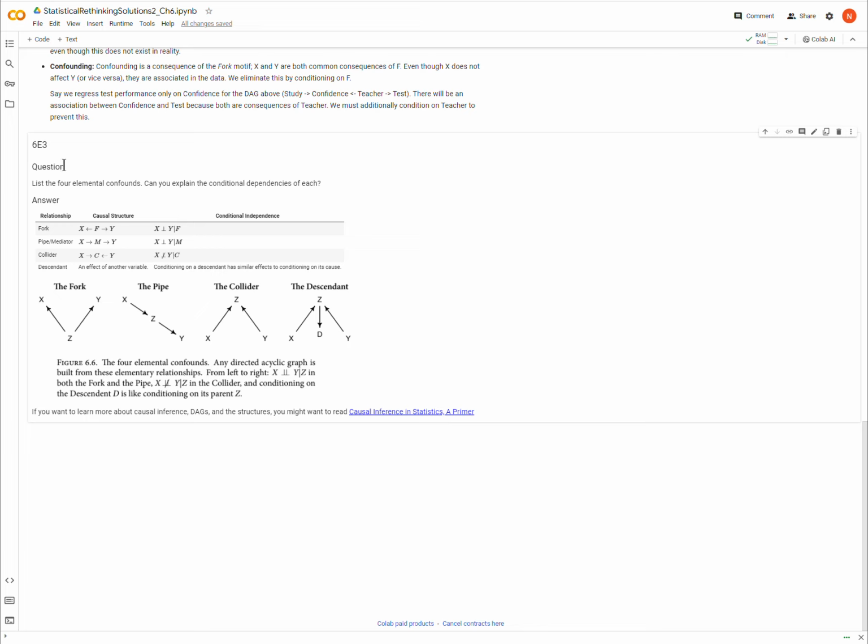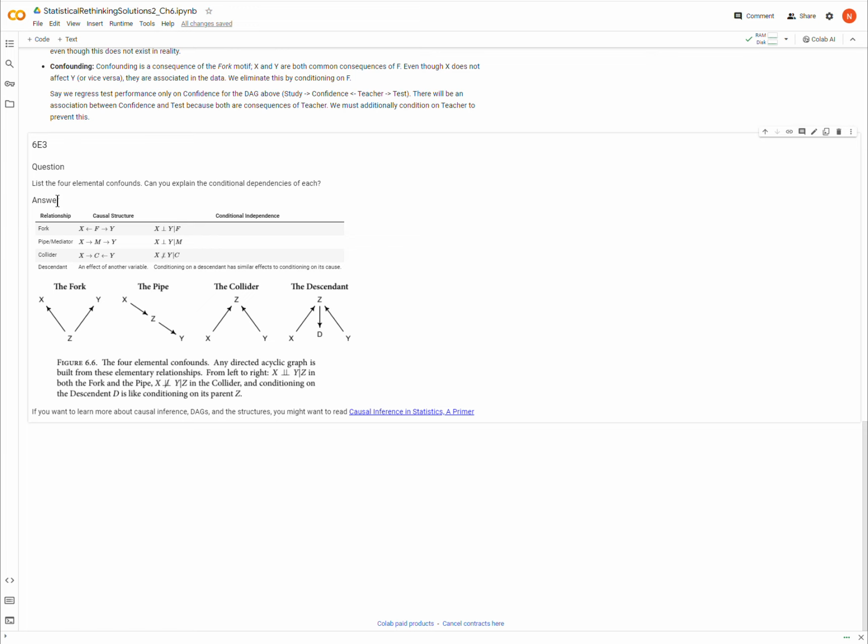Okay, question 6E3 from Statistical Rethinking, second edition, pretty basic one. We are meant to list the four elemental compounds, or I've been calling them structures or causal structures or motifs. Any of these are fine, and explain the conditional dependencies of each.